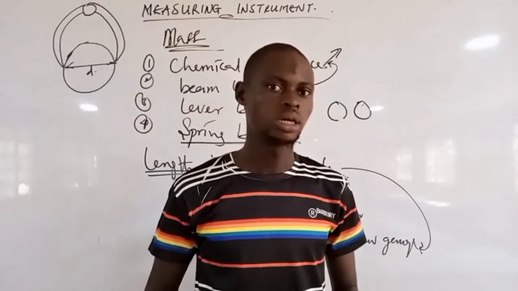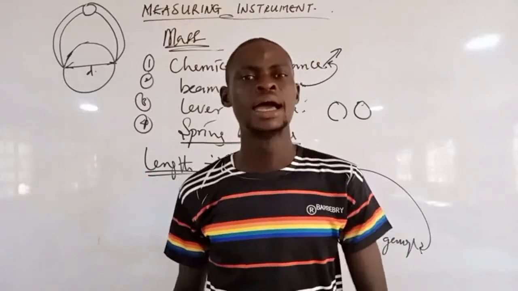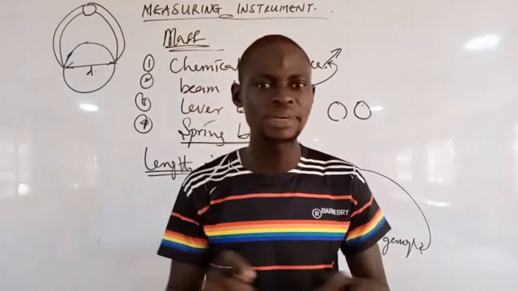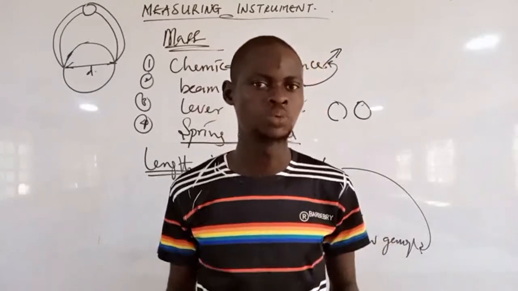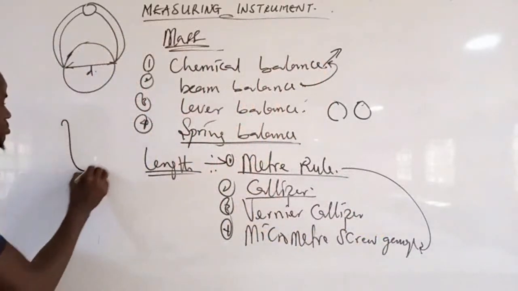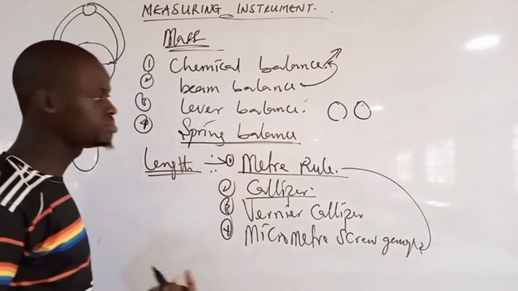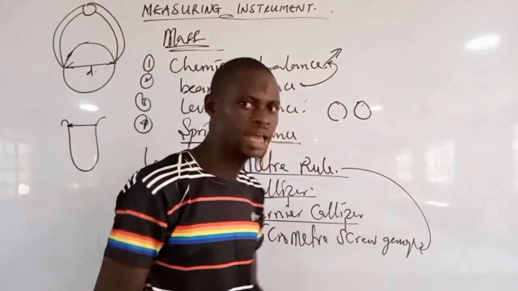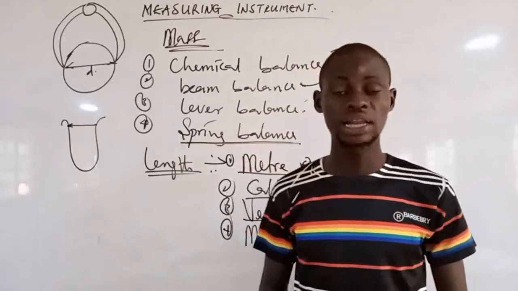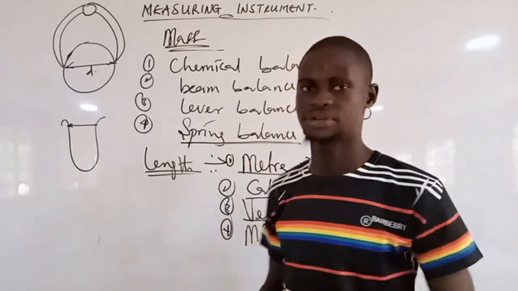That is number one. It can be used to measure the outer diameter of a cylinder. At the same time, it can be used to measure the internal diameter of a test tube or a cylinder. Don't forget that the test tube looks like a cylinder. It's like this. So the internal diameter of a test tube can also be measured using a vernier caliper. Nobody is going to ask you to draw the diagram of the caliper.